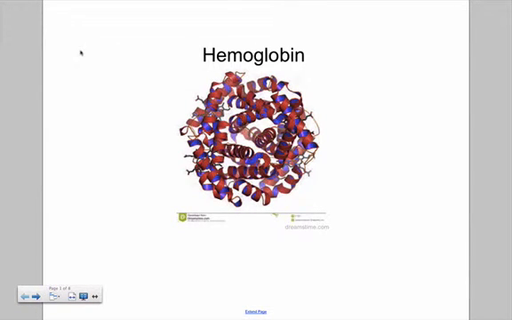Hi everyone and welcome to week 4. In this week we're going to look at DNA and protein synthesis, which is often called translation. Remember the messenger RNA we made in transcription? What we're going to do in translation is take that message and translate it to a protein. This is a picture of hemoglobin, a protein that we can make through this entire process that we've talked about in this course.